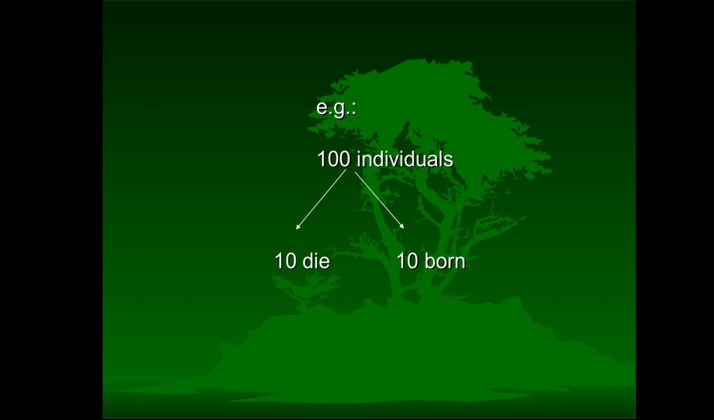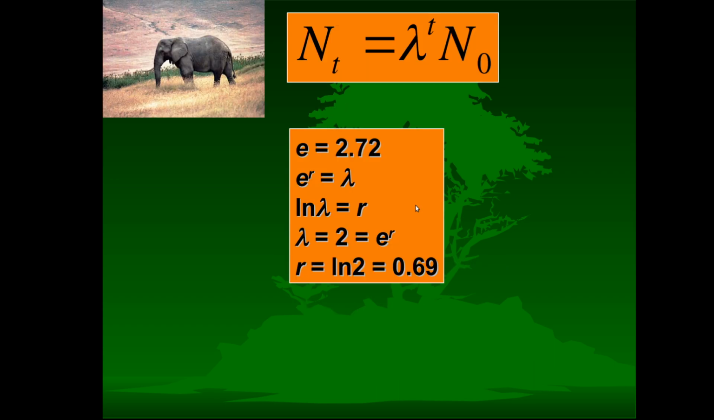So if during some small time interval 10 individuals are born from a population of 100, and 10 individuals die from the same starting population of 100, then little r is equal to b minus d, which is 0.1 minus 0.1, so little r would be 0, and the population does not increase. So what is little r for our elephants?